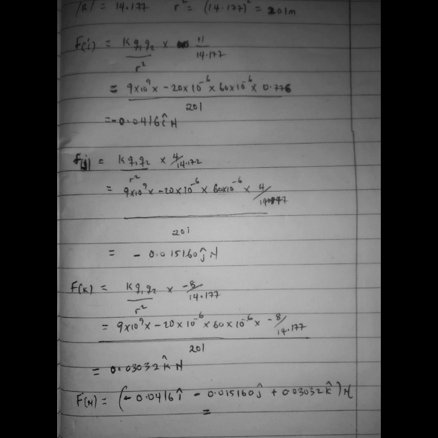Then we move to our k component, which has negative 8 k hat all over 14.177. Once you simplify it and solve it the way we solved the previous one, you have the answer to be positive 0.03032 k hat Newton. Where does this positive come from? We know that negative times negative gives positive: the negative from 20 times 10 to the power minus 6, and the negative from minus 8 over 14.177, they cancel each other to give us positive.